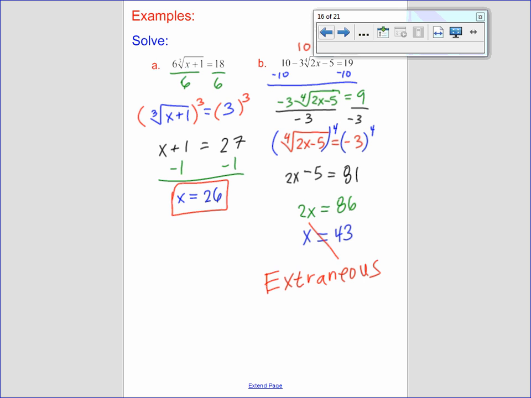Extraneous, and there are no real solutions. So because my generated x value 43 did not satisfy the original, it's what we call extraneous. We label it as such, and we write no real solution for our answer.